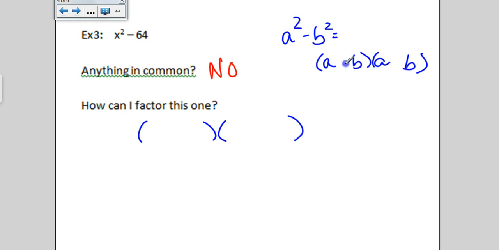And then one's a plus and one's a minus. So for x squared and 64, if I square root both of those, I get x and x. And then the square root of 64 is 8. So one's going to be a plus 8, and one's going to be minus 8. Those are my favorite problems. They're very easy.